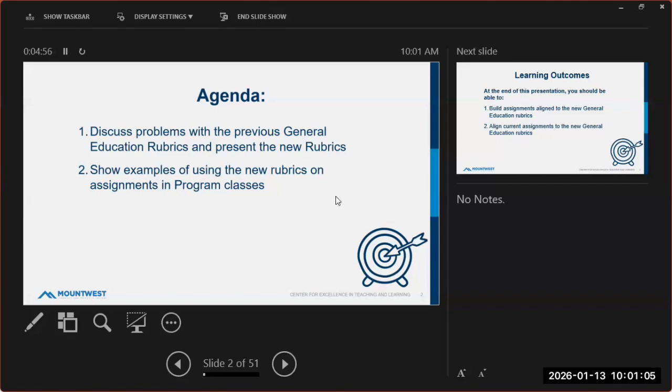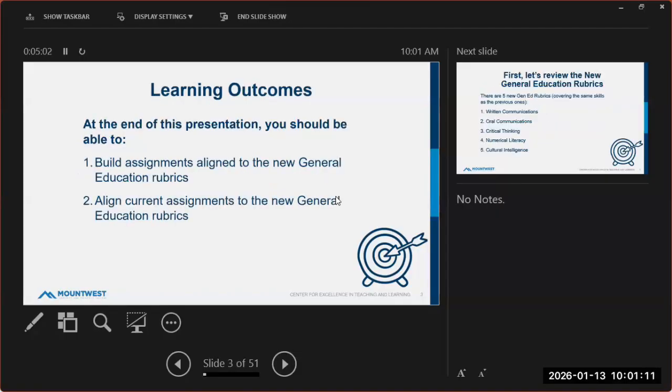Today, we're going to be discussing the problems that we had with the previous one, just to remind everybody where we were. And then we're going to show examples of using the new rubrics on assignments from program classes, because that's what we're trying to do, is show that our graduates that have degrees in our different programs have the Gen Ed capabilities.